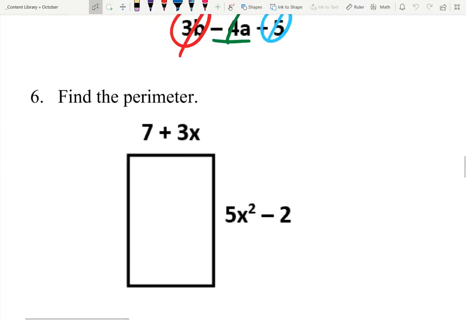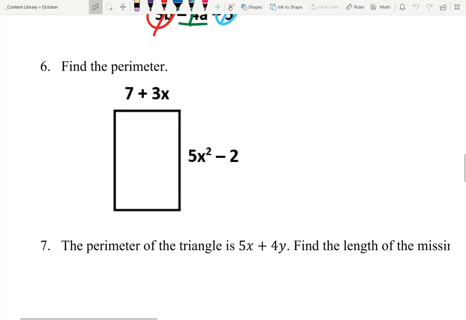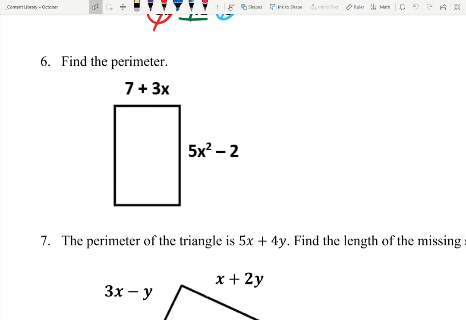Now, the thing about number 6 is it doesn't list out all the sides, but because it's a rectangle, we should know what those other sides are, right? Because if 7 plus 3x is on the top, it's going to be the same exact length on the bottom. So the bottom has to also be 7 plus 3x, because that's just how rectangles work. And the right side has 5x squared minus 2, so guess what? The left side has 5x squared minus 2.